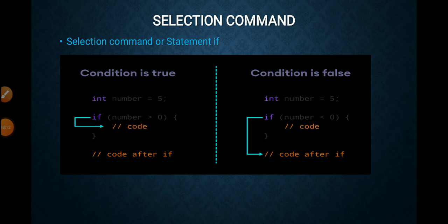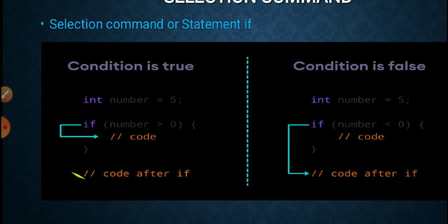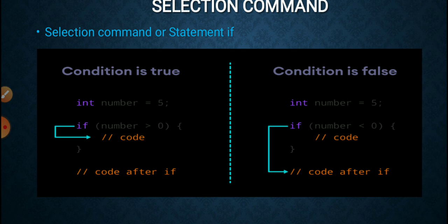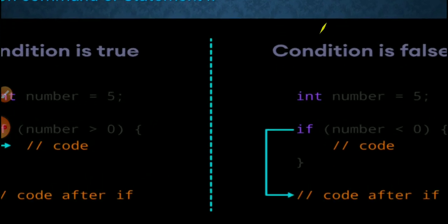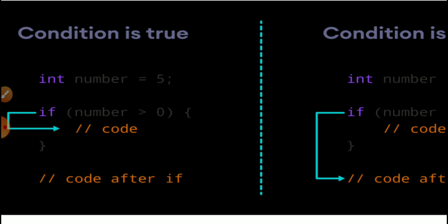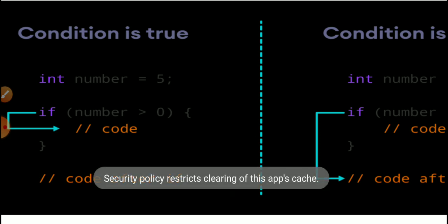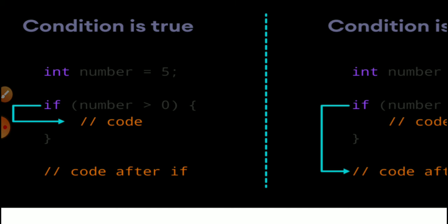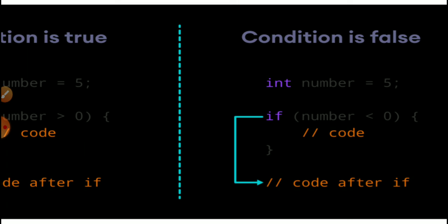Next we will see the selection command. Here, the selection command, the if command and if else, both examples we will see. See the first one. Here the condition is true. So first we are giving some condition with the if. If the condition is true, it executes the code which is given within the if block. When the condition is false, control skips the if block and goes to the code after it, that is outside of the if block.